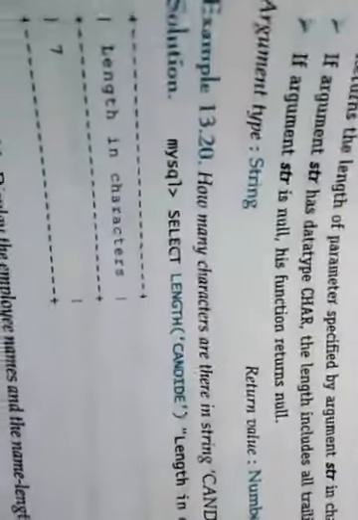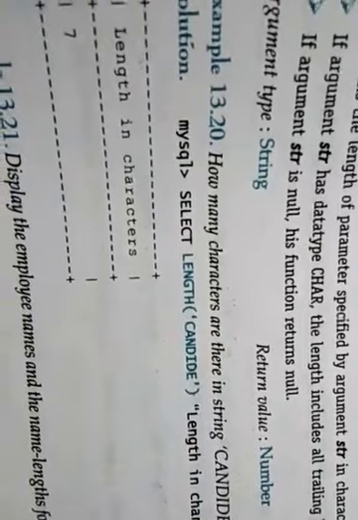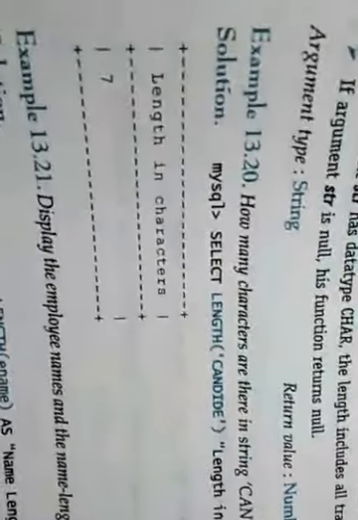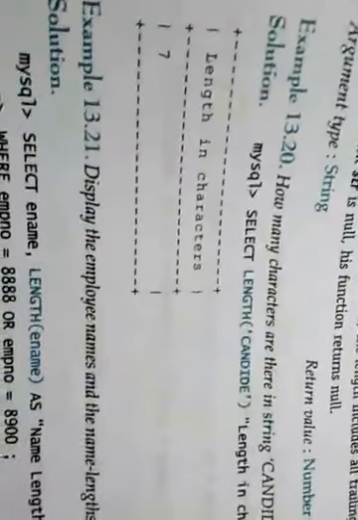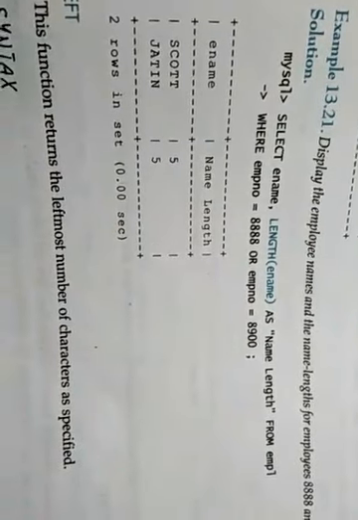Next function is LENGTH. This will return the length of a string, and the starting value will be 1. Let's take an example. SELECT LENGTH('candide'). Starting from 1, the total number of characters is 7. So the length of this string is 7. Another example displays the length of different strings from an employee table.